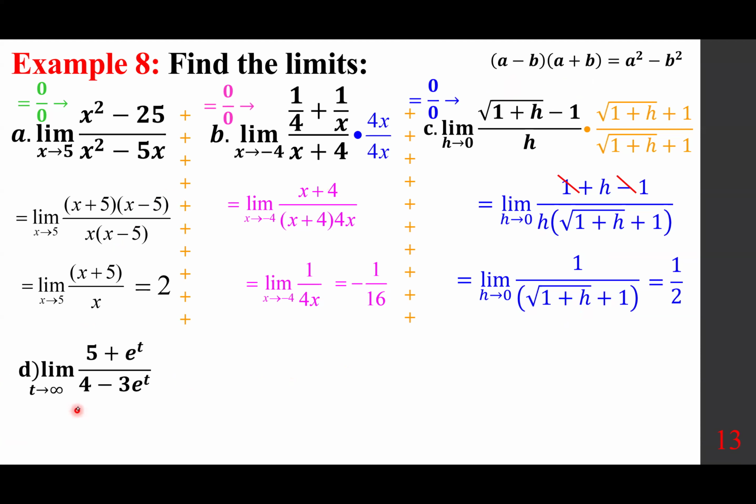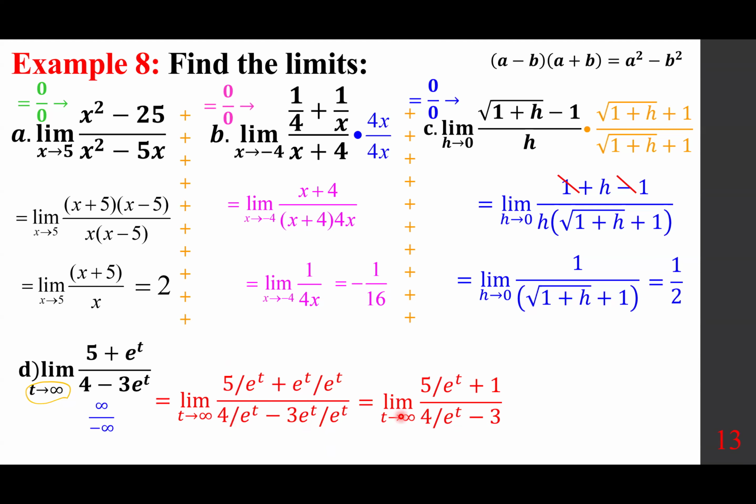How about this one? If you plug in, you get infinity over negative infinity. Now, because this is a fractional format and t is approaching infinity, you are going to use the same technique as with rational functions. You divide by the highest value in the denominator, which is e to the power of t. When you do that, this is 5 over e to the power of t, this is 4 over e to the power of t, they don't change, but this becomes 1, this becomes negative 3. When t approaches infinity, each one of these goes to 0, so positive 1 over negative 3. The final answer is negative 1/3.